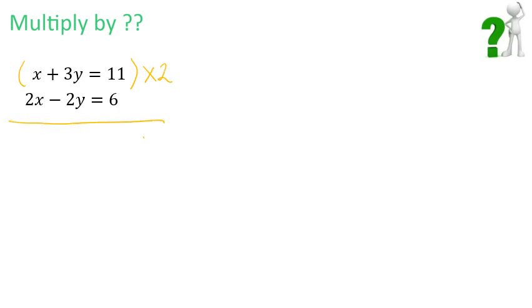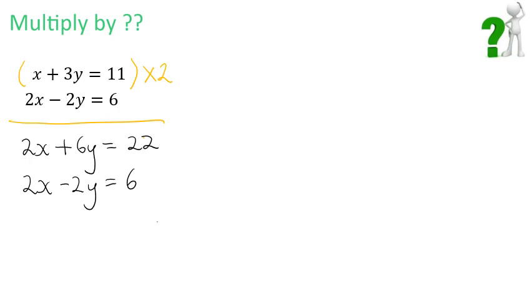So my top equation will be 2 times x, 2x, 3y times 2, 6y, and 11 times 2, 22. My second equation will just stay the same, 2x minus 2y equals 6. So now I have my matching pair, which I can then eliminate.